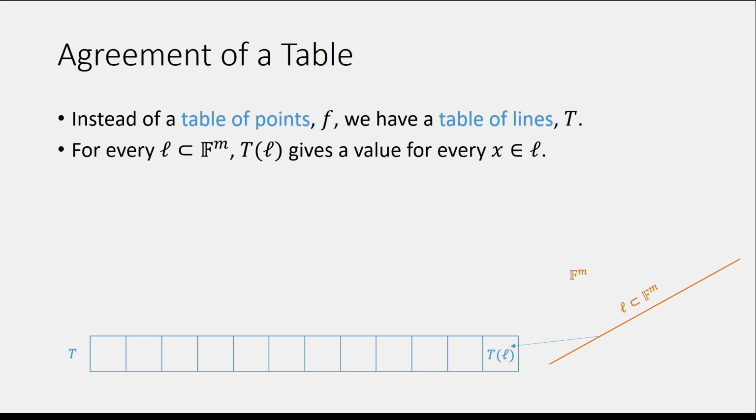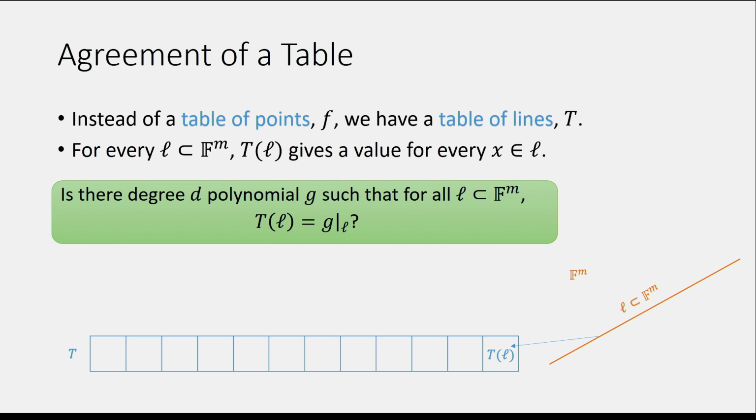We just suppose that you have some table that for every line, it considers some function restricted to a line, meaning it gives a value for every point on this line. And what we want to know is, does this table correspond to a degree d polynomial, meaning is there some degree d polynomial g, such that for every line, T of L equals the restriction of g to L. So this is now the new question we have.